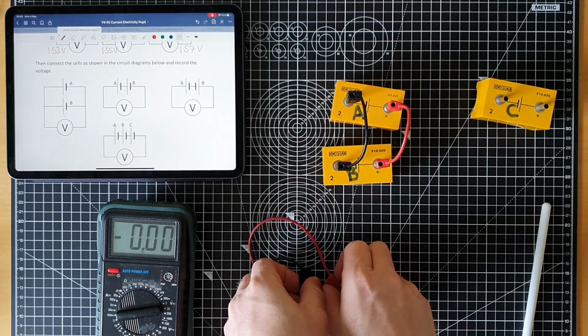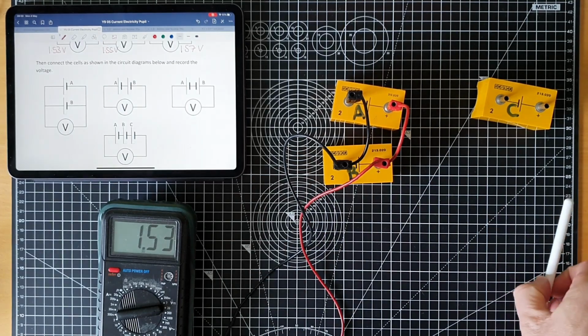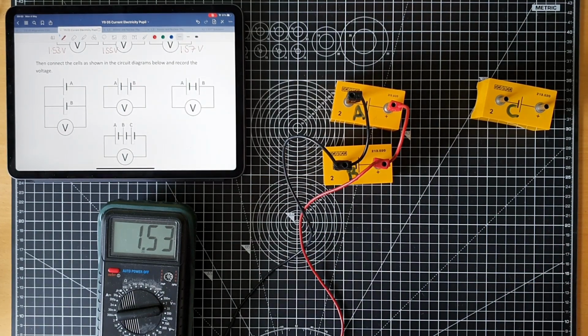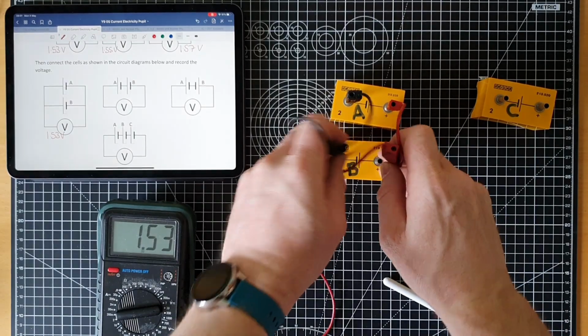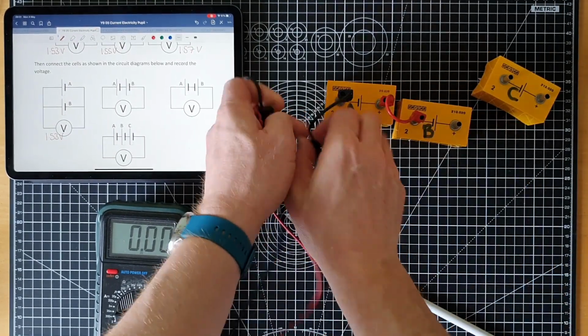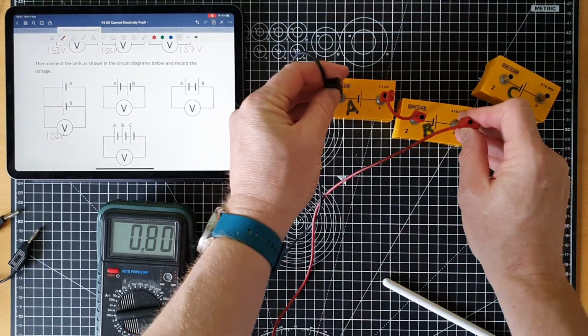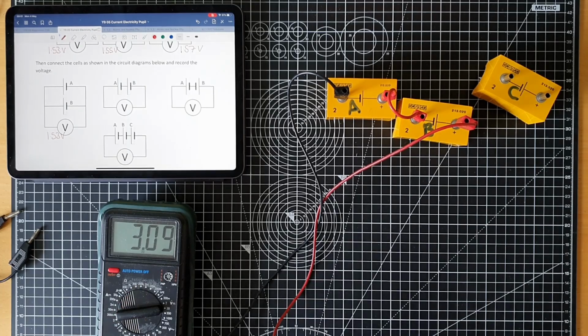And then we measure the voltage across A and B in parallel. And we get 1.53 volts. Let's record that. Right. Now, A and B in series. Now we've got an increase in voltage, 3.09 volts.